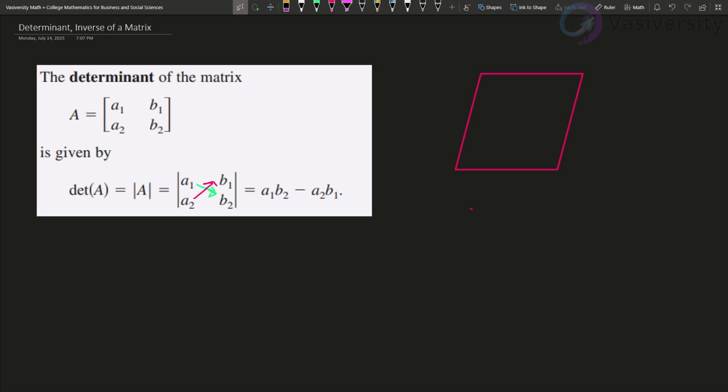And we're using the coefficient matrix specifically. This is not an augmented matrix. This is the matrix of coefficients. And this is specifically for a 2 by 2 matrix. Okay, so let's go ahead and take a look at some examples.